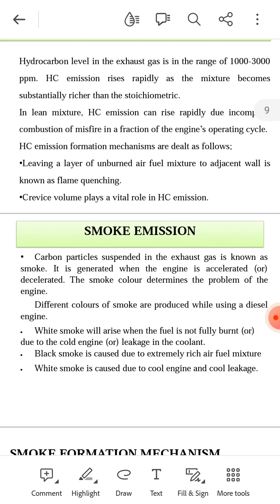The smoke color determines the problem of the engine. Different colors of smoke are produced while using diesel engines. White smoke will arise when the fuel is not fully burned, or due to a cold engine or leakage in the coolant. Black smoke is caused by an extremely rich air fuel mixture. White smoke is caused by a cool engine or coolant leakage.